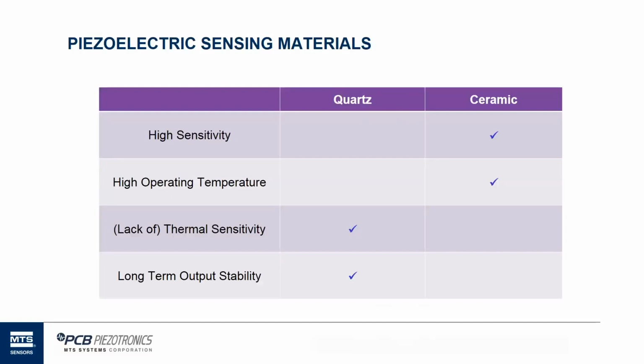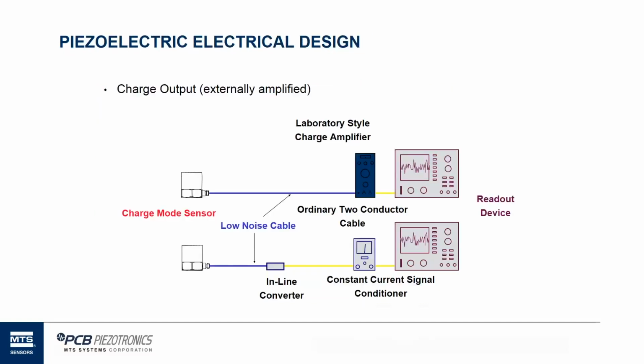And finally, long-term stability. The quartz is superior. There's data over time that the quartz is stable. It stays the same compared to the ceramic. In the ceramic, we can see those outputs decay by half-life. Basically, the sensitivity of the accelerometer goes down over long periods of time. We're talking maybe 1 to 2%, but it can vary over the course of time, and it will invariably over time. Moving on to the electrical design, the first design we'll talk about for piezoelectric electrical.